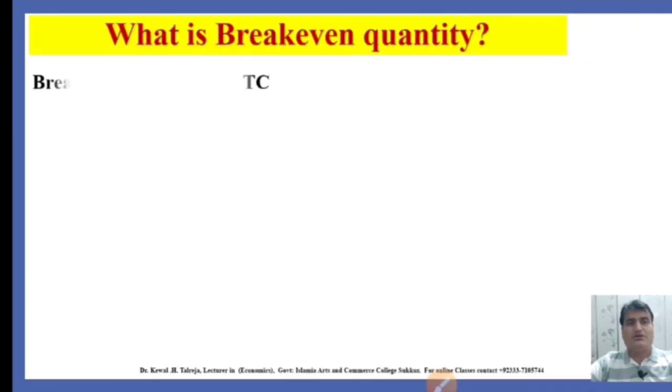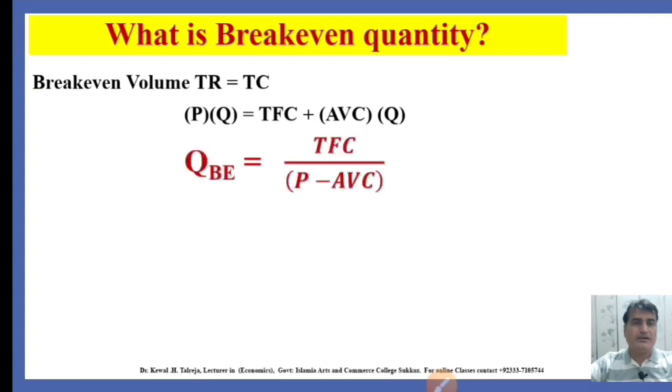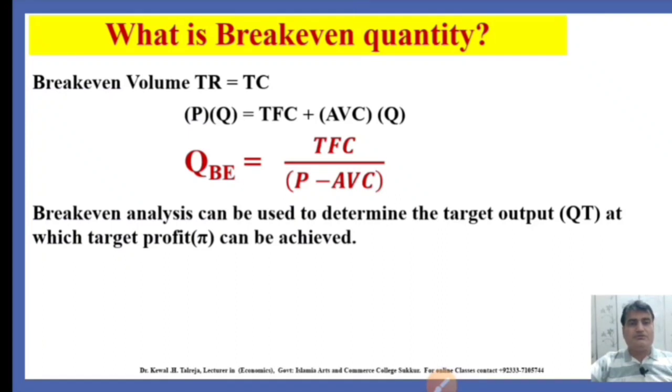So what is break-even quantity? Break-even quantity, as we learned in the previous video, is the point at which the total revenue and total cost are equal. The total revenue is equal to the price times quantity, whereas the total cost can be broken down into total fixed cost plus average variable cost multiplied by the total quantity. So the break-even quantity formula, as we derived in the previous video, is the total fixed cost divided by the price minus average variable cost.